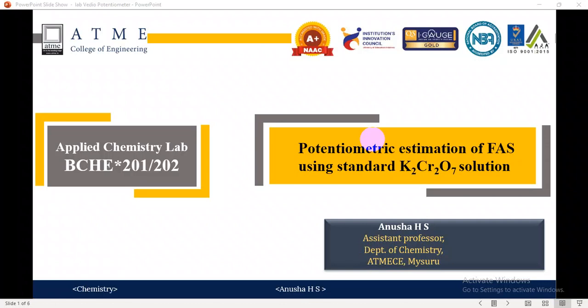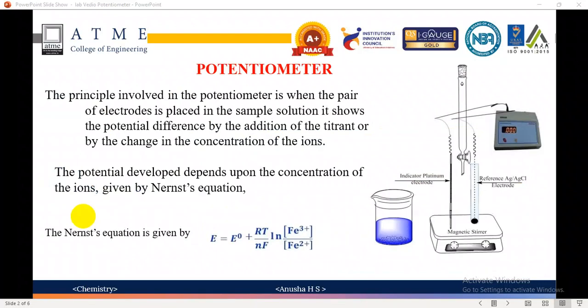Today I am going to conduct the potentiometric experiment of FAS using standard K2Cr2O7 solution. The principle involved in potentiometry is that a pair of electrodes is placed in the sample solution. Here we are using two electrodes: one is an indicator electrode, and the other is a reference electrode. It shows the potential difference upon the addition of the titrant.